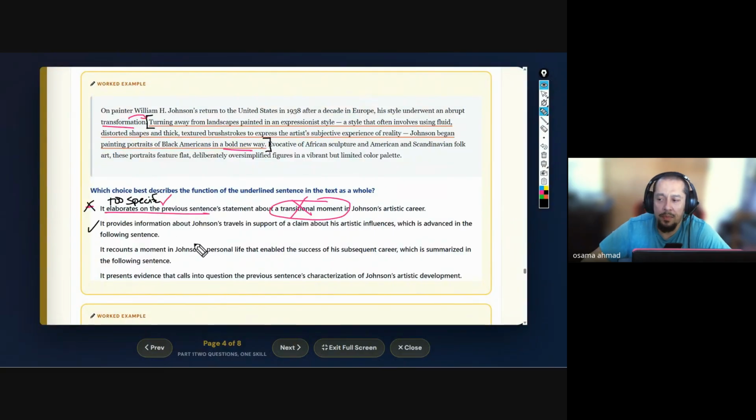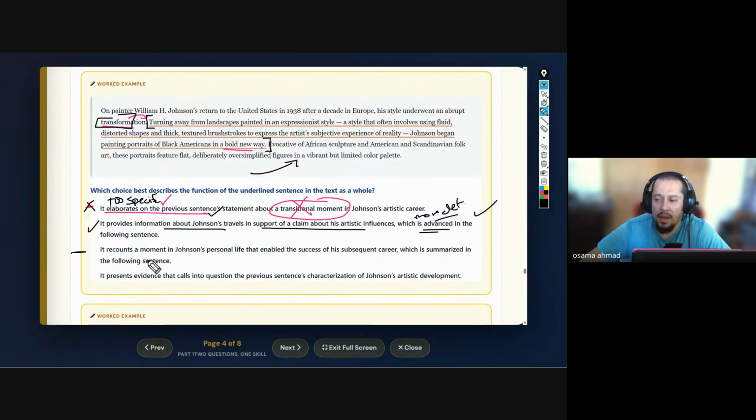Okay. Answer B: it provides information about Johnson's travels. Does it provide information about his travels? Well, yes, it does, right? So how does it provide information about his travels? Well, it supports a claim of his artistic influences, right? And his artistic influences were about his transformation, which is advanced in the following sentence. Advanced here means it's more detailed, in the following sentence.